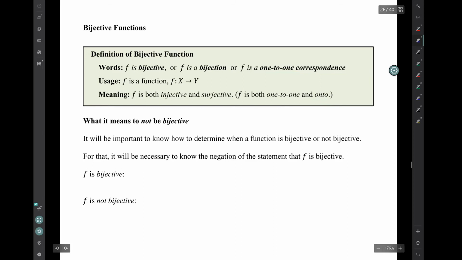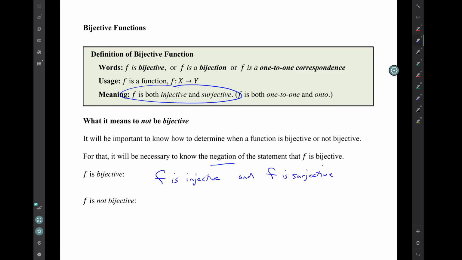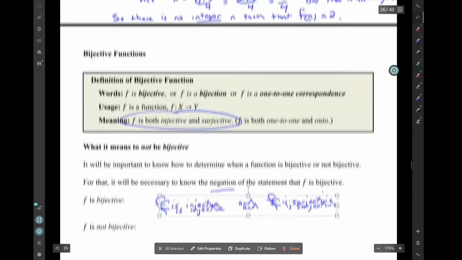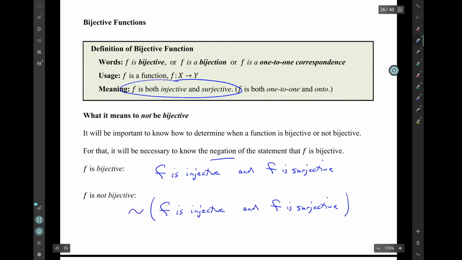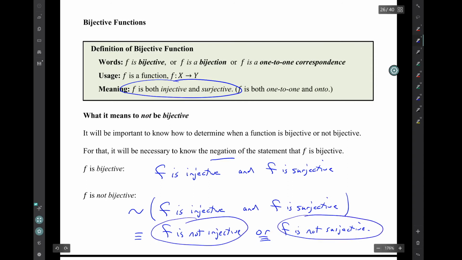Now it'll be important to determine when a function is bijective or not bijective, and for that it'll be necessary to know the negation of the statement that f is bijective. So f is bijective means that f is injective and f is surjective. So to say that f is not bijective just means the negation of that. So to say that f is not bijective means that f is not injective or f is not surjective.